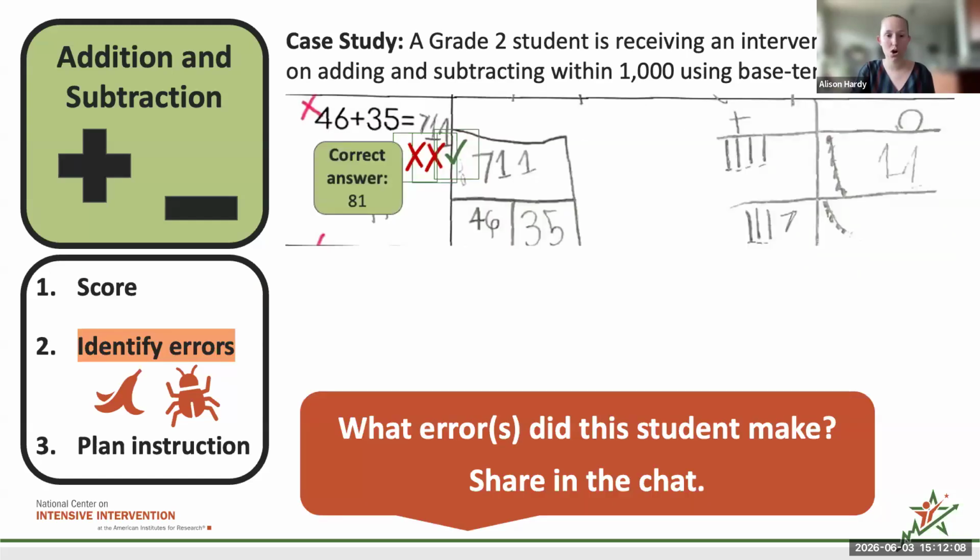So once you've scored using correct digits, you want to go back and look at those problems that were solved incorrectly and try to, as Sarah said, make a hypothesis of what the student's error was and perhaps why. So in the chat, I'd love for you to look specifically at this item and tell what you think the error is. What is your hypothesis? What error or errors did this student make?